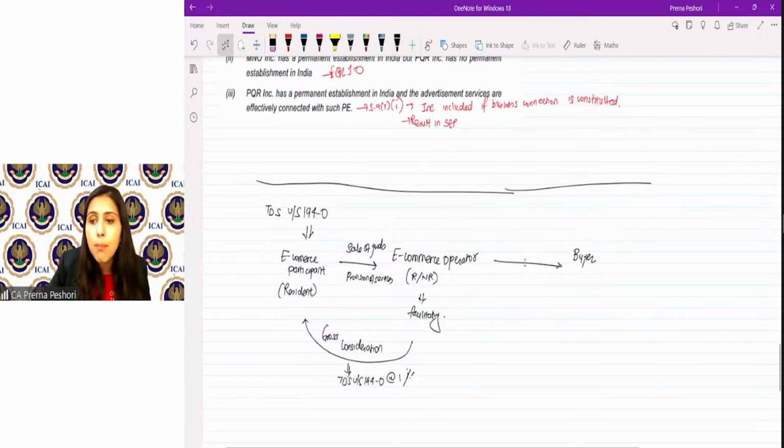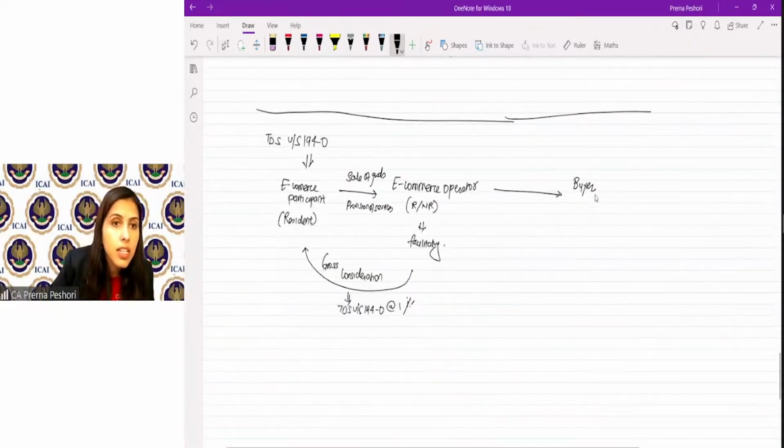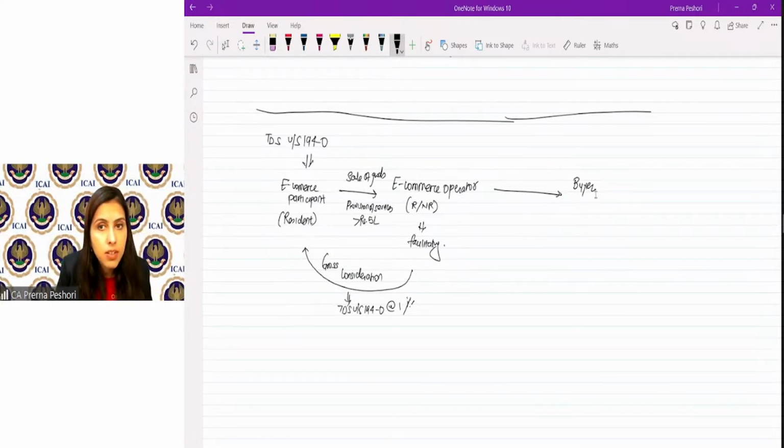So let's take an example to understand the distinction between the TDS under 194O and the equalization levy. Here also one more important point: this will be applicable where the gross sale of services exceeds rupees 5 lakh. Okay. Any doubt, any question?